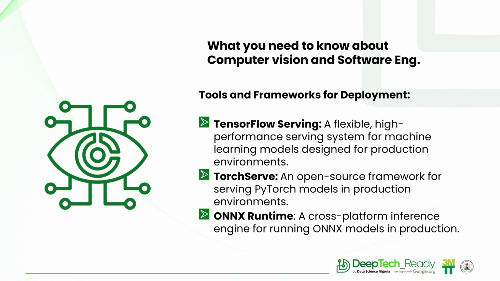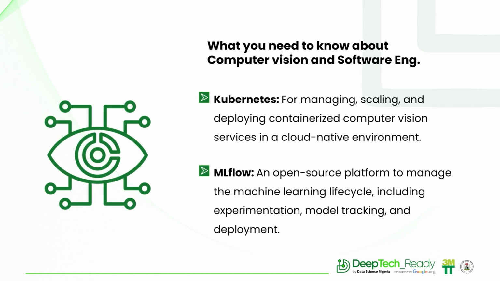Alright, so that's continuous improvement. Now, another thing you need to be aware of is the different tools and frameworks for deployment. First, TensorFlow Serving, a flexible, high-performance serving system for machine learning models designed for production-level environments. TorchServe, an open-source framework for serving PyTorch models in production environments. ONNX Runtime, pardon my spelling of it, a cross-platform inference engine to run ONNX models in production. Then we also have Kubernetes. I've spoken about those things, but you just need to dig a little deeper to understand them. Kubernetes helps you manage, scale, and deploy containerized computer vision services in a cloud-native environment.